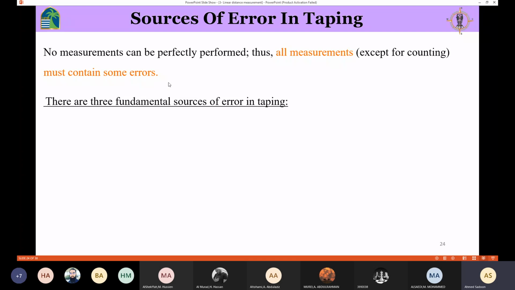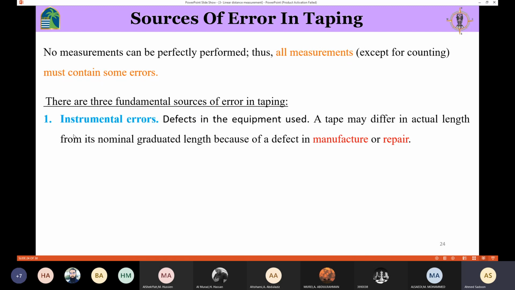So where are we going to get these errors from? We have three fundamental sources of error in taping. First, we have the instrumental errors. Sometimes the device itself is going to be defective. We are going to have defects in the equipment used, a problem that existed from the manufacturing process. So I bought, for example, the tape from the company, and the tape had a defect from the factory. I have nothing to do with that.